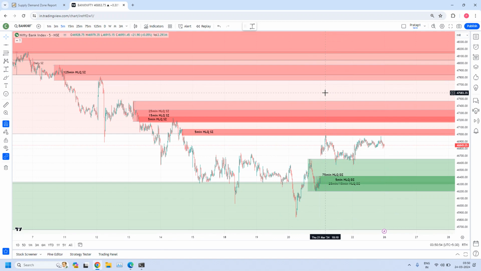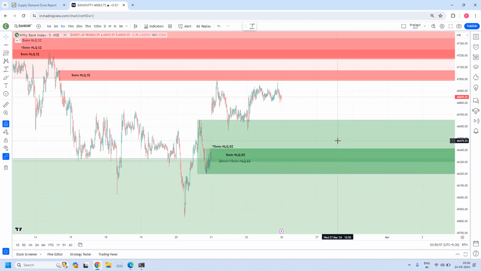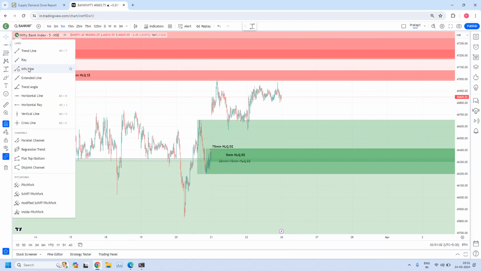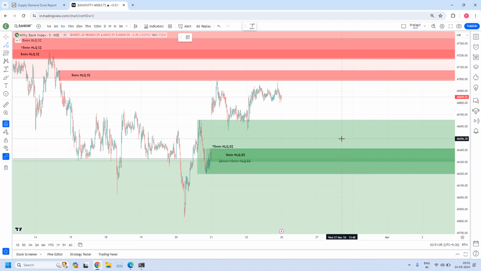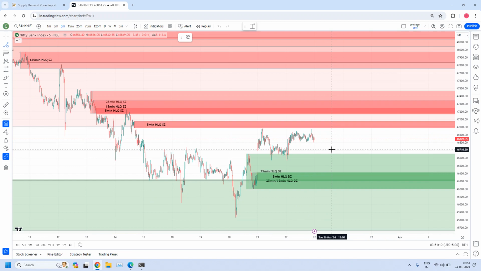Now for our next, that is Tuesday's trade plan. What could be Tuesday's range? The immediate high liquidity demand zone could be the range. Let me use the info line so that we understand the ranges. This could be the immediate range, but we have a gap area here. That's why it may pick up the orders from the gap. This could be one range.